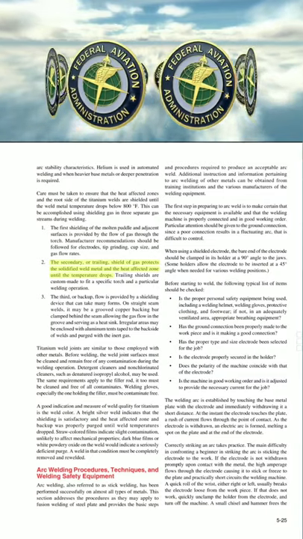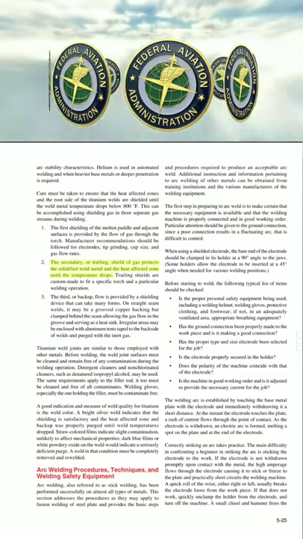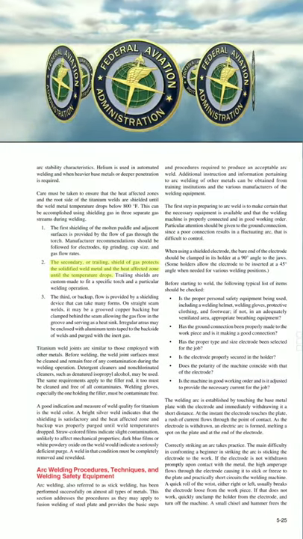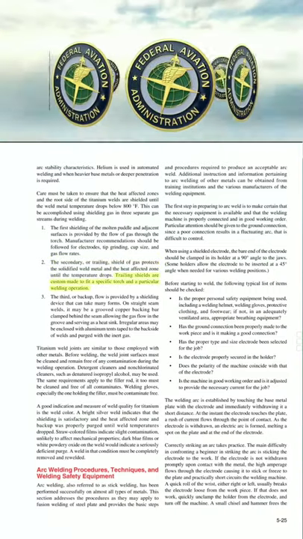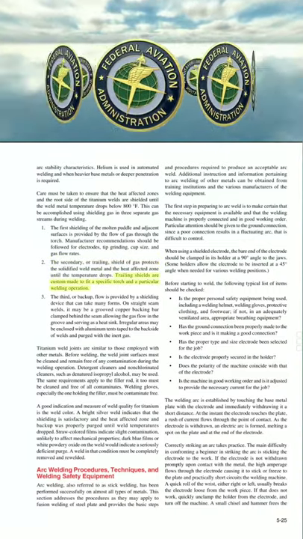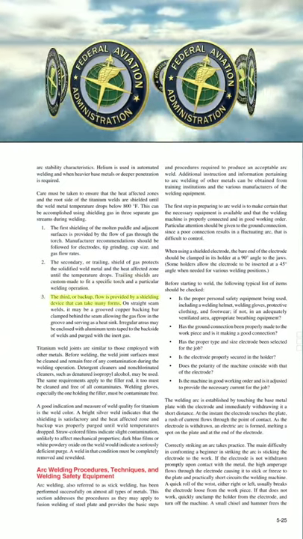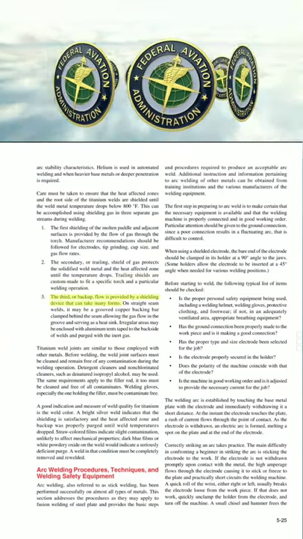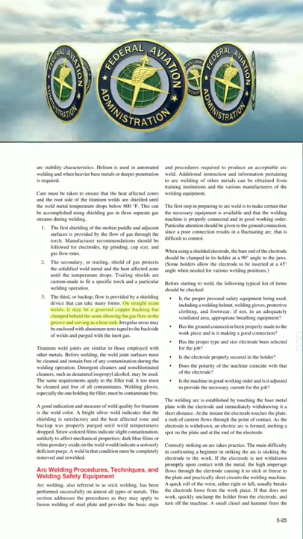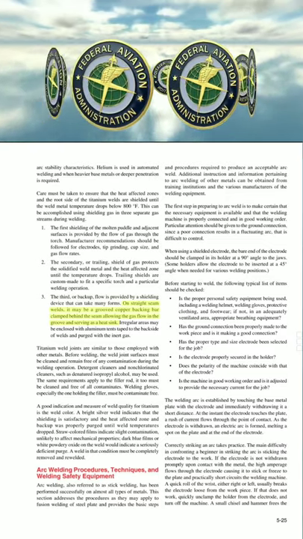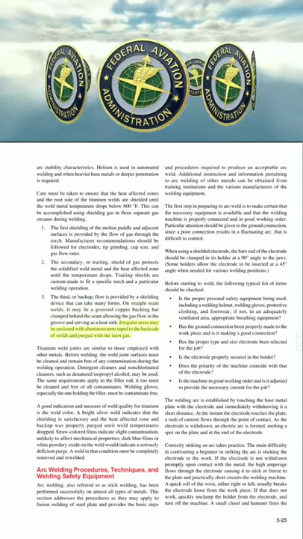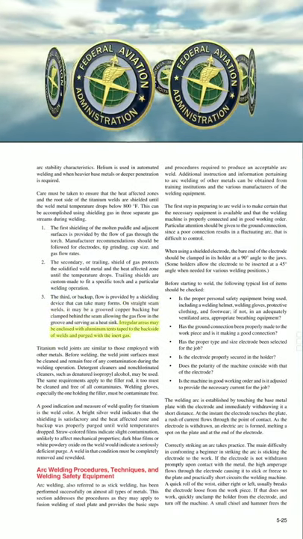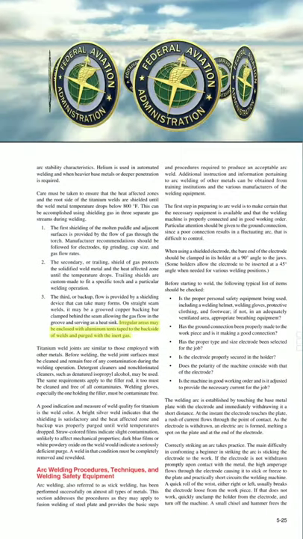2. The secondary, or trailing, shield of gas protects the solidified weld metal and the heat-affected zone until the temperature drops. Trailing shields are custom-made to fit a specific torch and a particular welding operation. 3. The third, or backup, flow is provided by a shielding device that can take many forms. On straight seam welds, it may be a grooved copper backing bar clamped behind the seam, allowing the gas flow in the groove and serving as a heat sink. Irregular areas may be enclosed with aluminum tents taped to the backside of welds and purged with the inert gas.